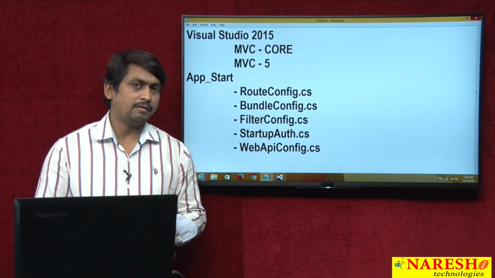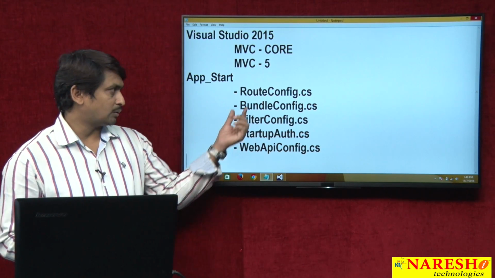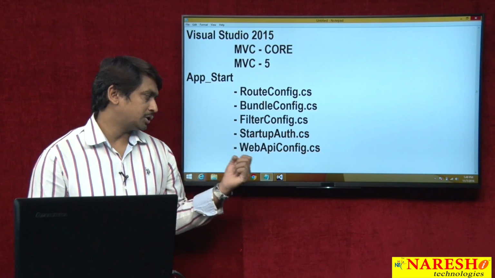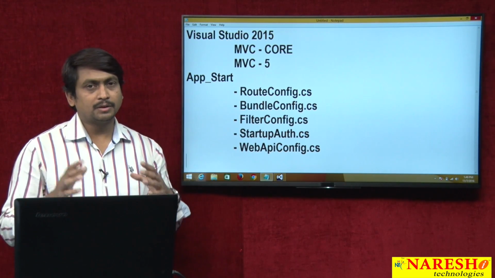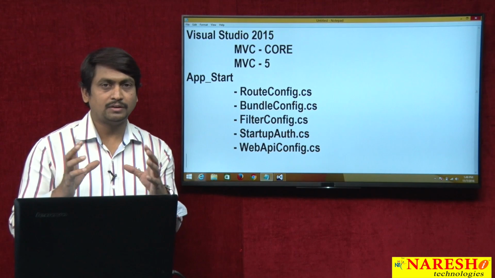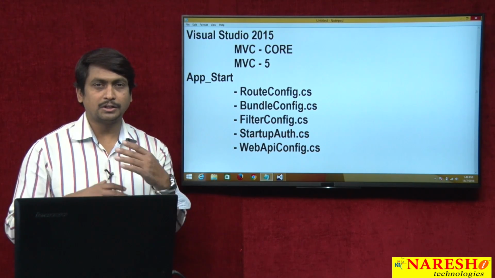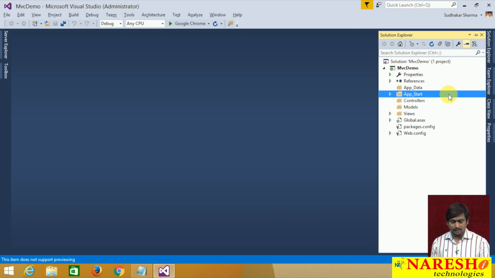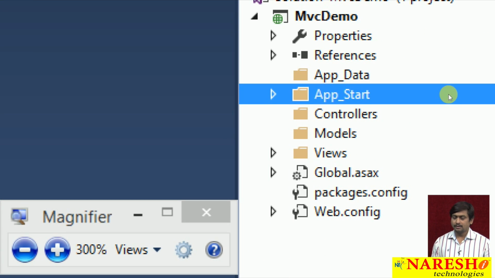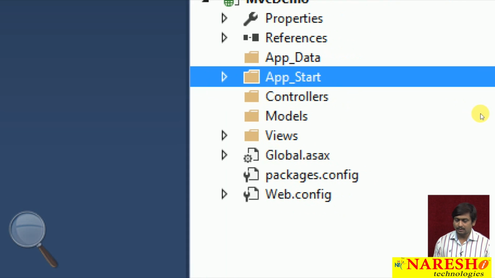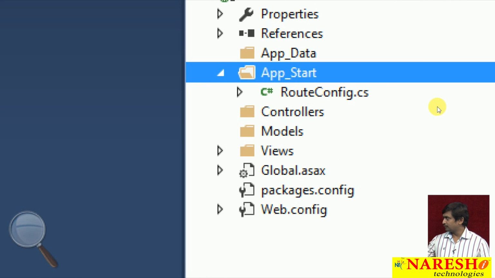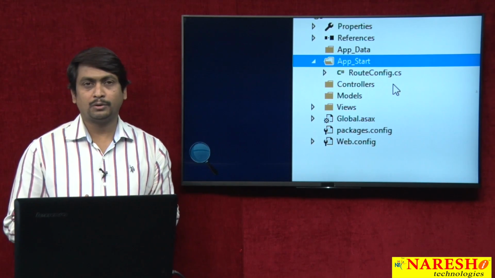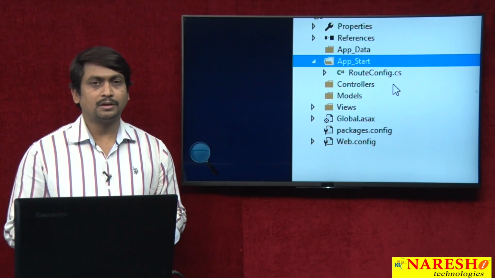So, typically an MVC application comprises of a RouteConfig, a BundleConfig, a FilterConfig, startup authentication and WebApiConfig. That means these are all the classes present in MVC that are intended to run on application startup. That means you can see by default actually we are creating an empty application. In an empty application there will be only one file that will be RouteConfig here, because we do not have any filters, we do not have any APIs, we do not have any bundles defined in that situation.